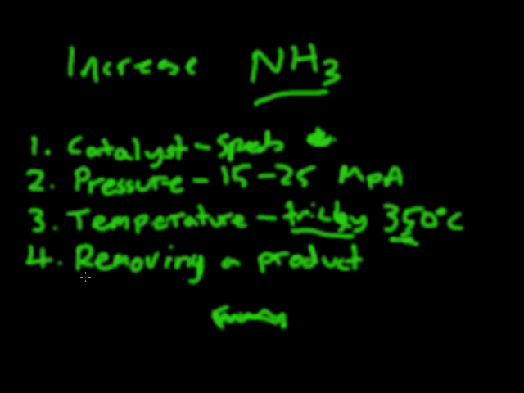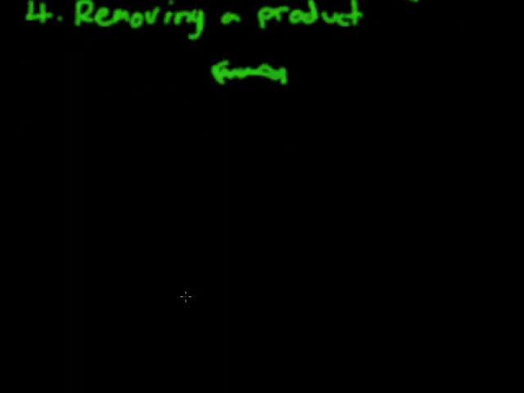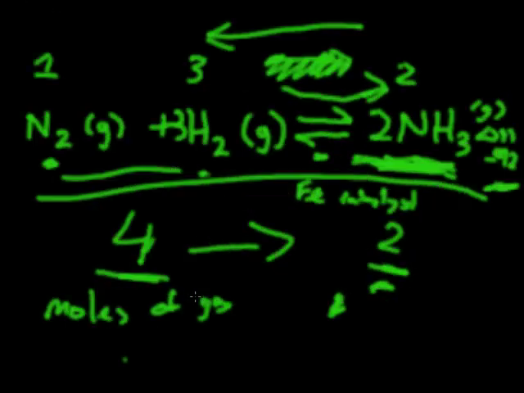Alright, the next thing is removing a product. Alright, so you might remember this one from esterification. Basically, this is another one of those kind of basic equilibrium things, which is that the whole equilibrium relies on the concentrations of the substances remaining constant. If you remove or add a substance, that changes the equation.